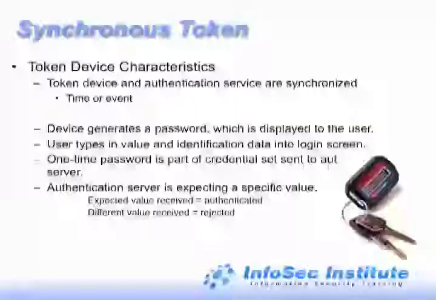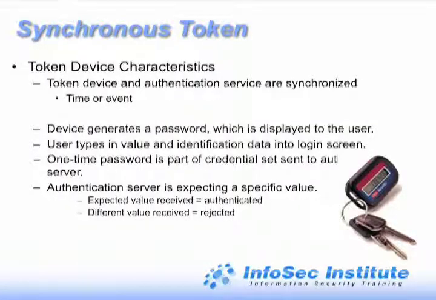Okay, good old synchronous tokens. You have your token device characteristics. Token device and authentication services are synchronized, basically time or event. Again, if you don't have the USB connection or any way for the device to connect to a computer or to the server, it's usually a timed event. So you hit the button, it gives you a specific number, and then there's the same timing sequence on the server. The problem is, let's say, for example, if the battery starts becoming a little bit less, the timing is going to be off. So when the battery dies, the device goes out completely, there's a good probability the device is going to expire. So you just have to redo the device or resynchronize the device.